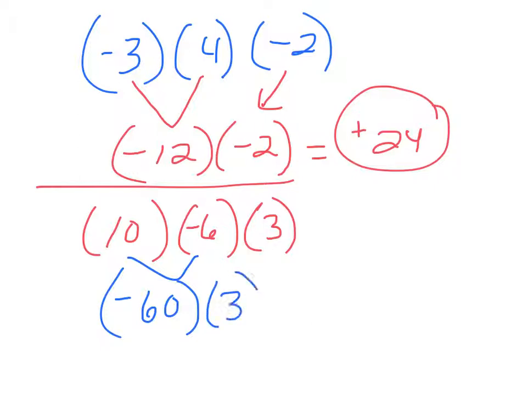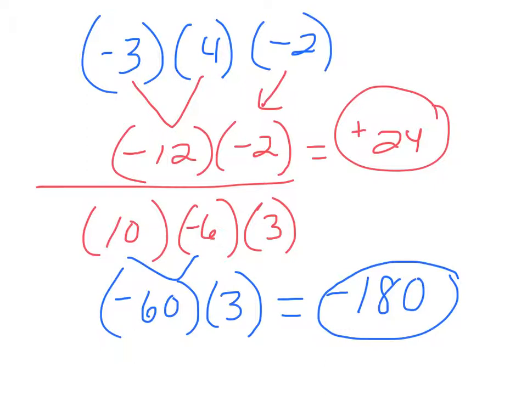Bring down the 3. Again, we have a negative and a positive. They're not in harmony. We have to have a negative sign in our answer. And 60 times 3, well, I know 6 times 3 is 18. So 60 times 3 has to be 180. Final answer of -180.